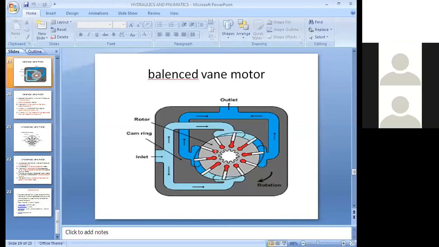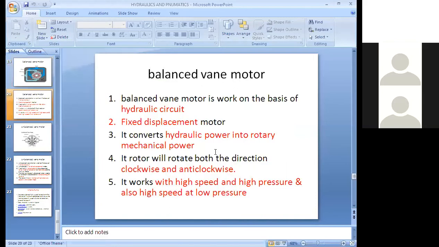That should be a constant, because it is a fixed displacement motor. The two points I'm discussing: this works on the basis of a hydraulic circuit, and the second point is that it is a fixed displacement motor. The third one is that it converts hydraulic power, meaning the oil that is passing, into rotary mechanical power.